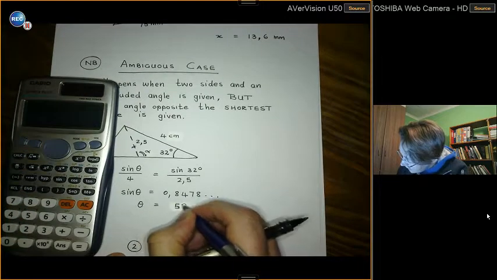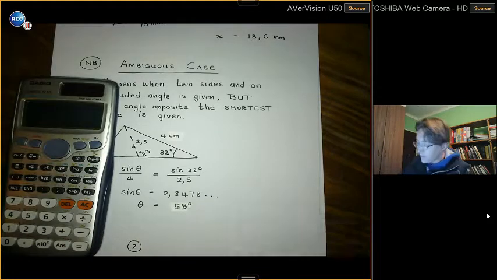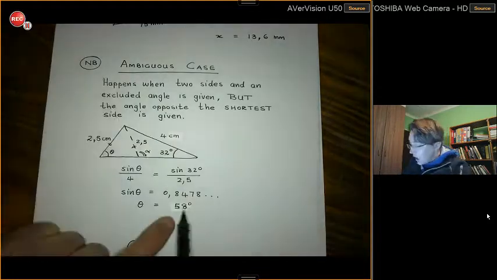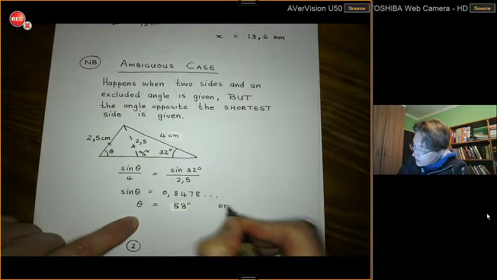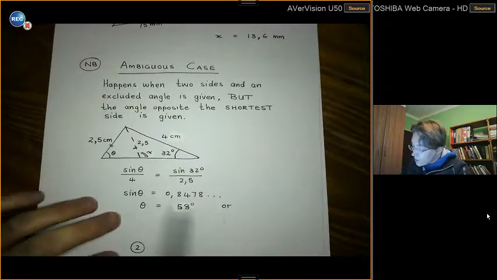So that's going to be 58 degrees. But, as I explained, it could have been this angle, which is 58 degrees, or it's possible that it was this angle. Now, the reason it's also possible is the following.